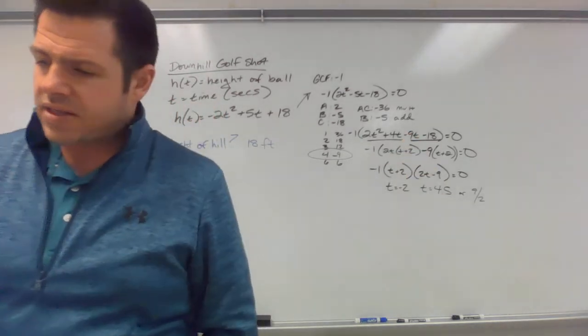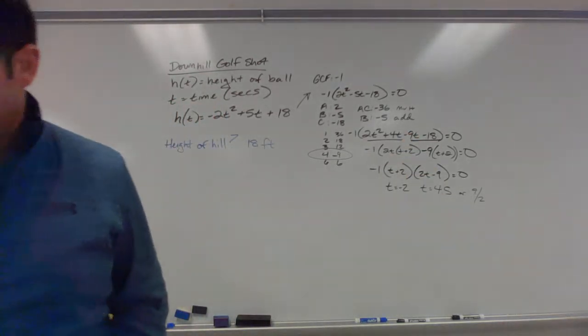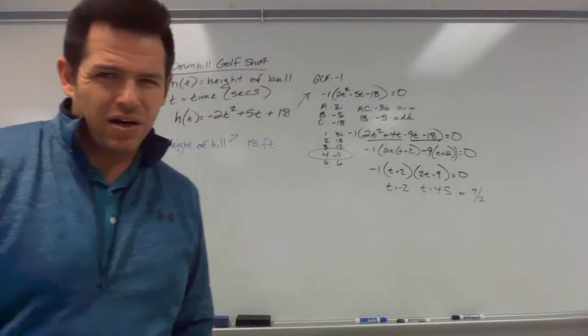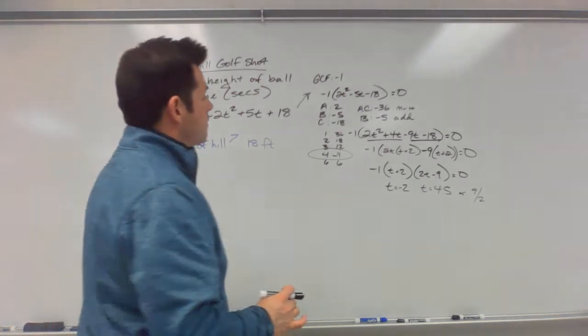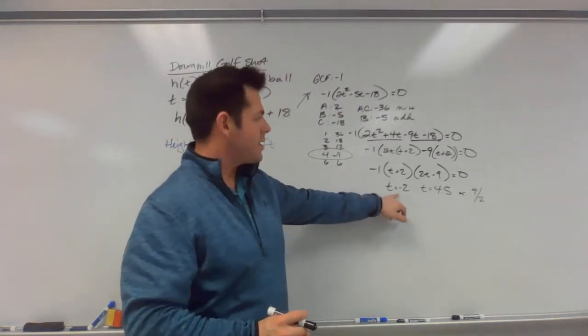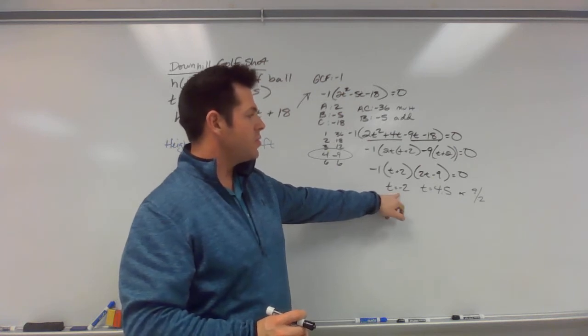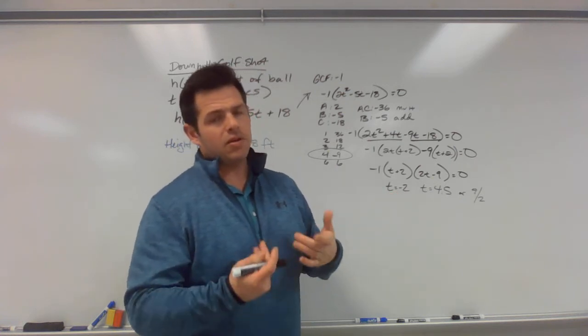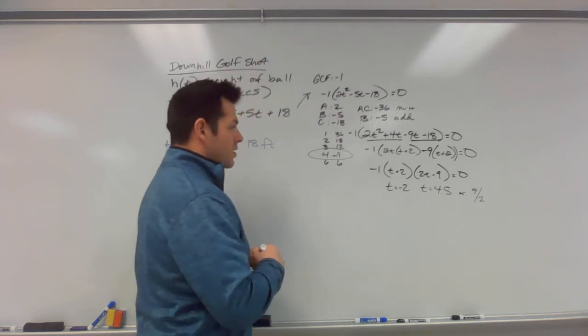So we know there are x-intercepts here. We have a couple questions to answer. How long is the ball in the air? Technically, our x-intercepts are -2 and 4.5, but we know that there's no such thing as negative time.